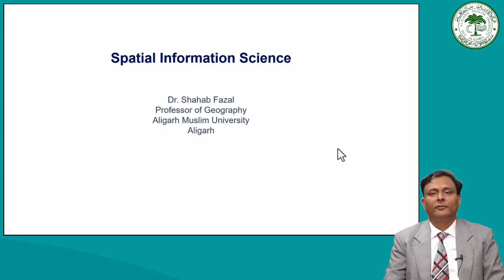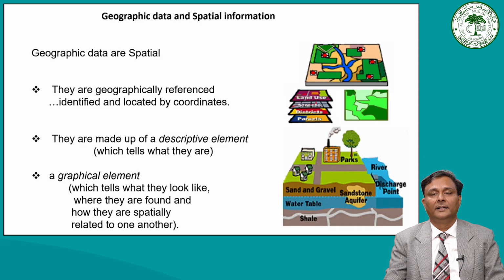In our last discussion, we learned about the geospatial database and the two types of data formats, the raster and vector data models. We also looked into their characteristics, advantages and drawbacks. As you know, geographical data and spatial information are pertinent to features and resources of the earth. So geographic data are spatial because they are geographically referenced.